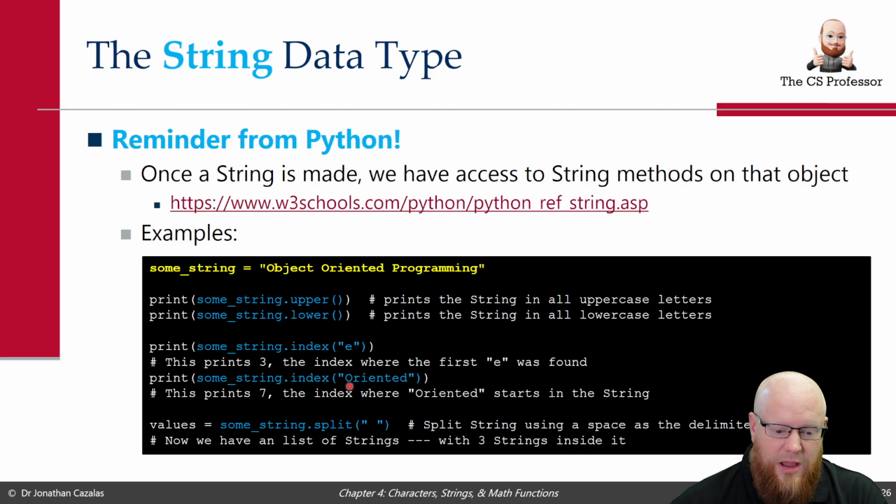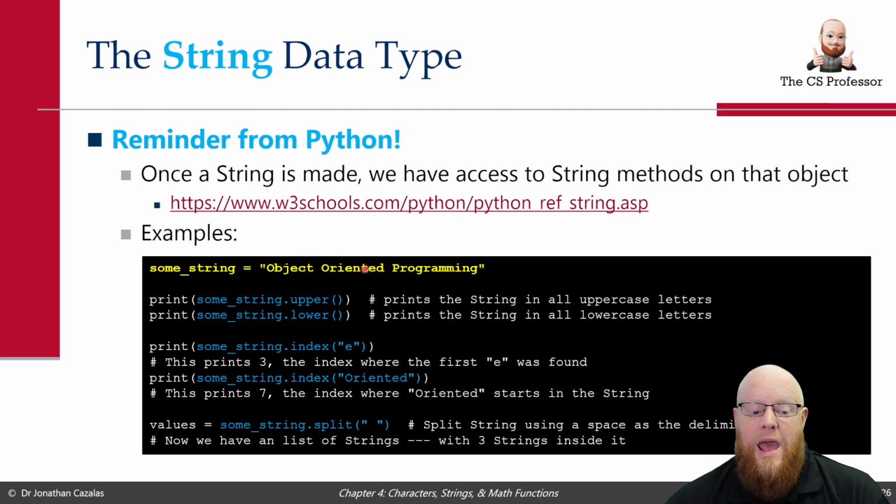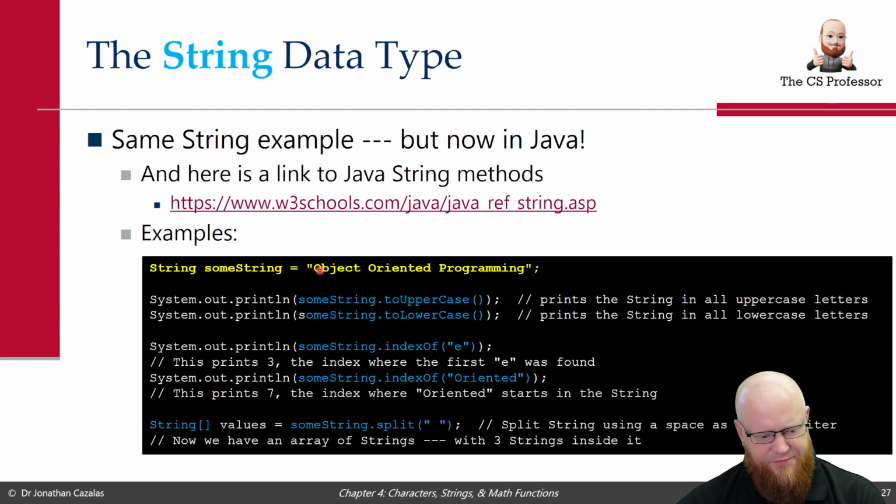You could send a single character in Python. You could send an entire word. So this is saying, hey, if the word oriented is found, which index is it found at the beginning? It's found right here, this capital O of oriented at index 7. Same thing for Java using indexOf.